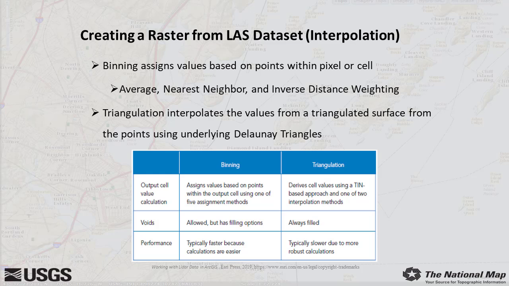Triangulation uses interpolation of the points to create a triangulated surface of the LAS dataset. The interpolation method can be either natural neighbor or linear, and point thinning can be used if needed.